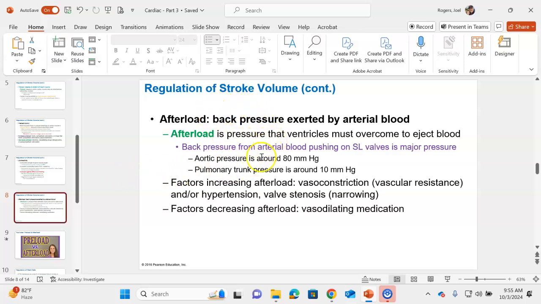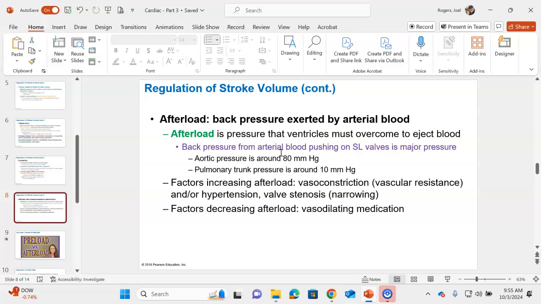Afterload is the back pressure exerted against the semilunar valve walls, generally because of the blood that is in the two great vessels. Remember, when the right ventricle contracts, it sends blood through the pulmonary valve into the pulmonary trunk. When the left ventricle contracts, it sends blood through the aortic valve into the aorta. And when the pressure in the great vessels increases above ventricular pressure, it shuts the semilunar valves. The pressure in the two great vessels at that time is afterload, that back pressure against the semilunar valve walls.